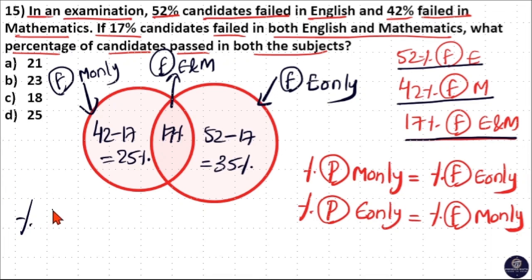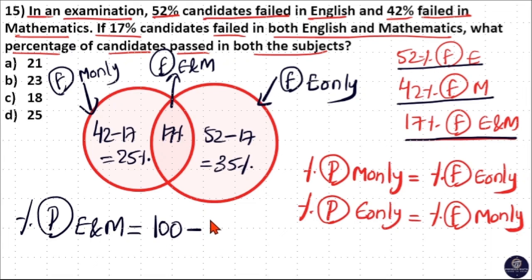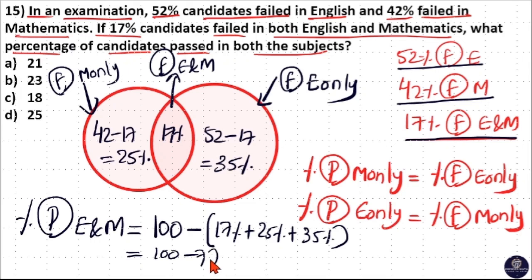So, percentage of students who passed both the subjects, that is English and maths, is equal to total percentage 100 minus number of students who failed in one or two subjects or in both the subjects, which is equal to all these three, that is 17% plus 25% plus 35%, which is equal to 100 minus 77, which is 23%. So option B is your answer.